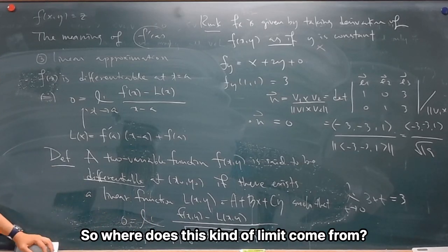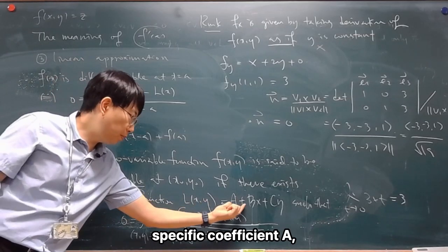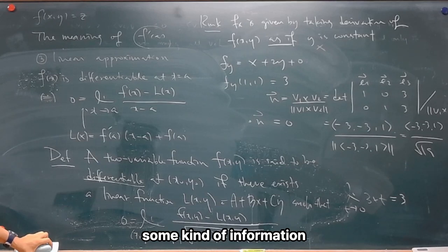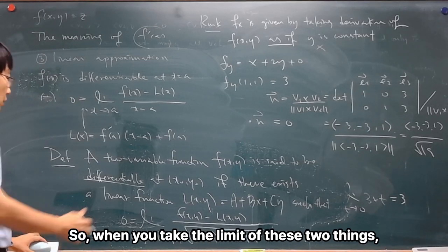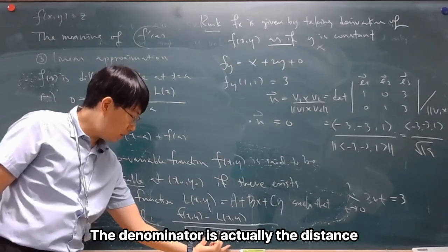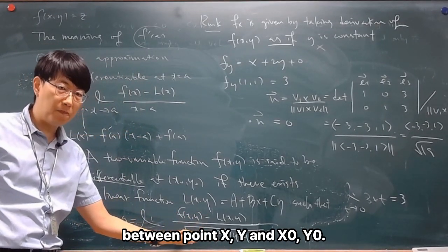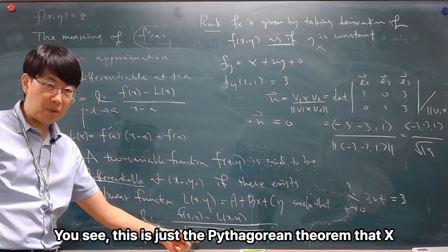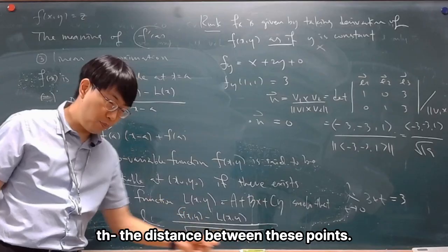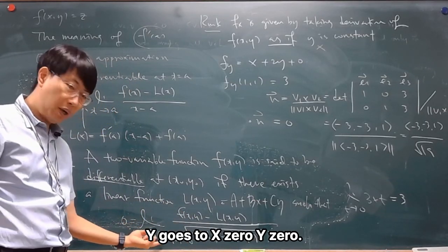So where does this kind of limit come from? It assumes that we can find such a linear function with specific coefficients a, b, c. So we can infer some information about what a, b, c must be here. When you take the limit of these two things, look carefully at what the denominator becomes. The denominator is actually the distance between the point x, y and x0, y0. This is just the Pythagorean theorem. So the denominator always goes to 0 when x, y goes to x0, y0.